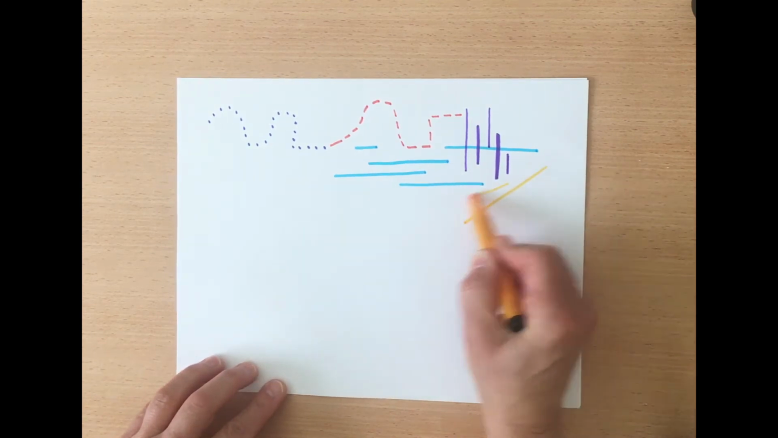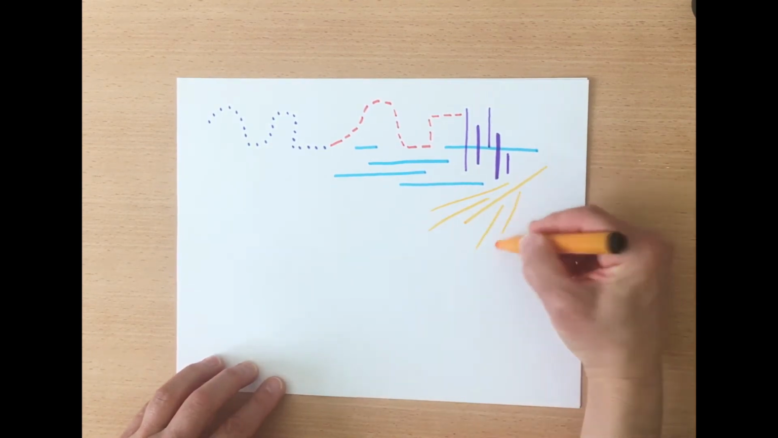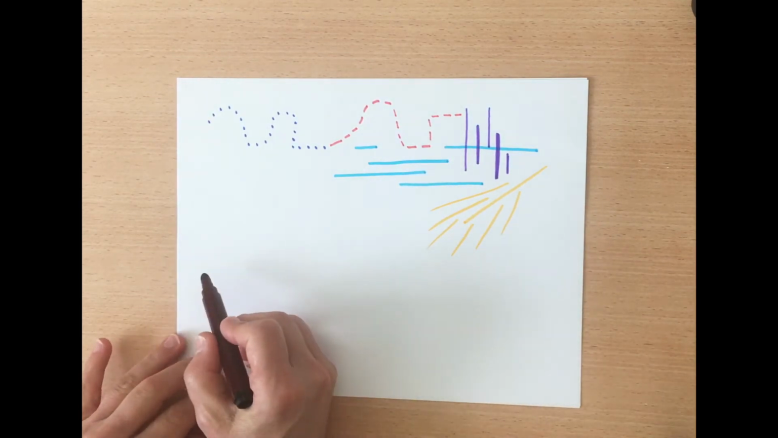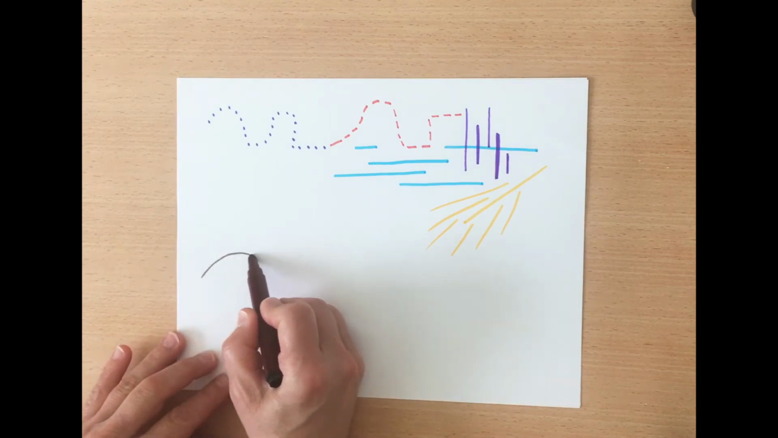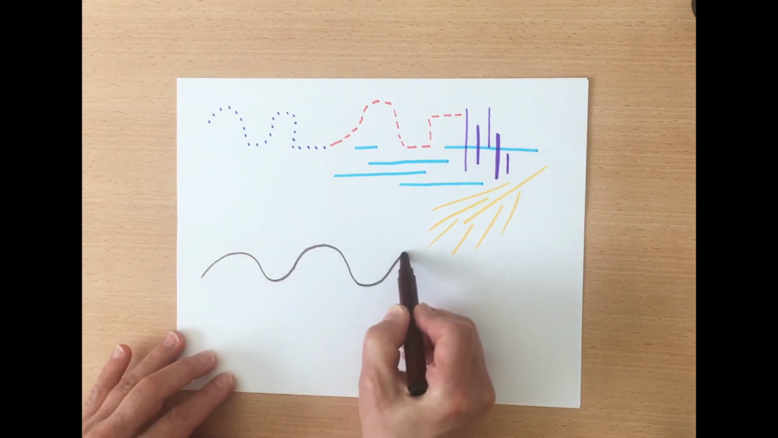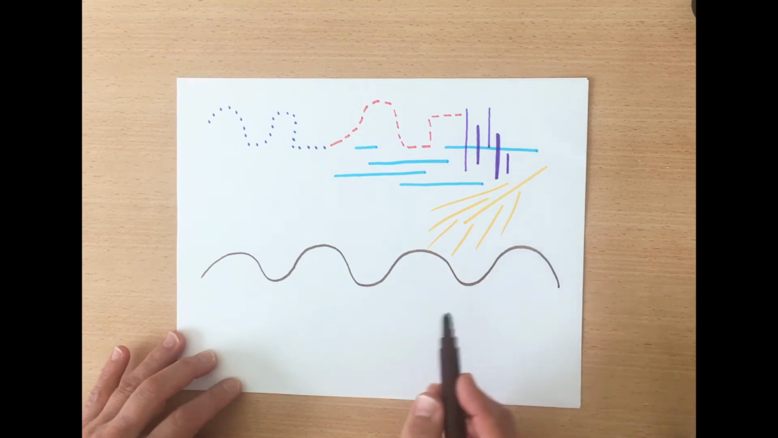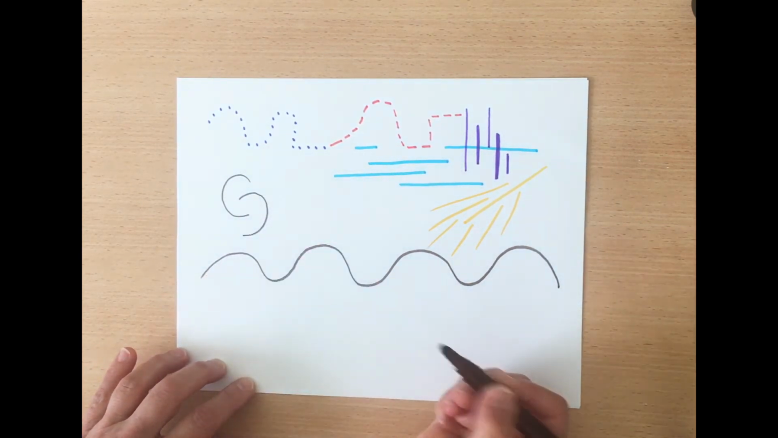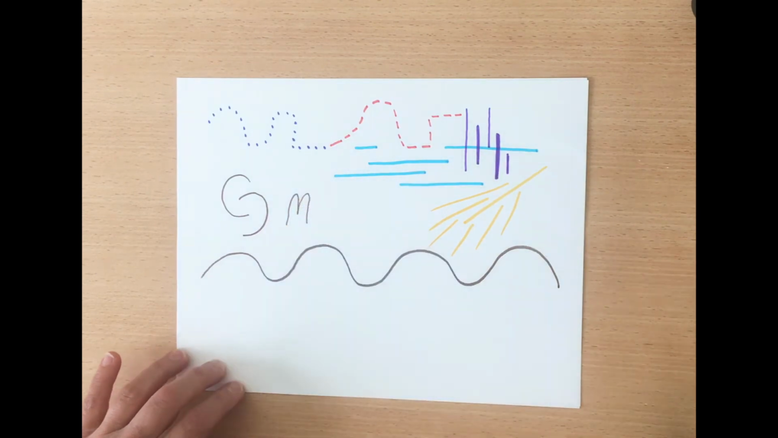Now, an angled line is a diagonal. The slanted lines show action. This could be a leaf or a feather. Here we'll have an organic wavy line, like hills and valleys. Or maybe a curved C, a letter M.